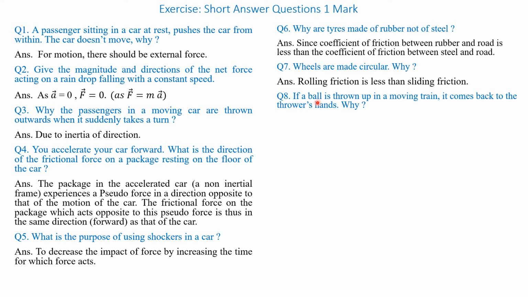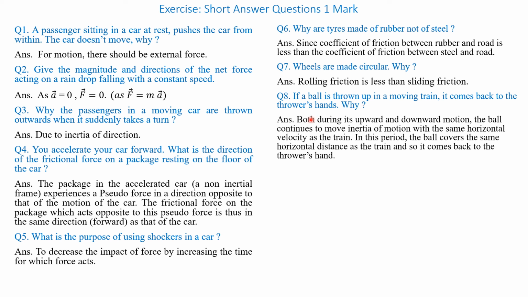Question 8: If a ball is thrown up in a moving train, it comes back to the thrower's hand. Why? Answer: both during its upward motion and downward motion, the ball continues to move, by inertia of motion, with the same horizontal velocity as the train. In this period, the ball covers the same horizontal distance as the train, so it comes back to the thrower's hand.